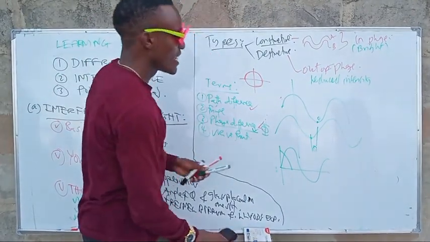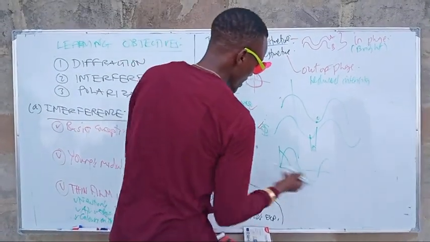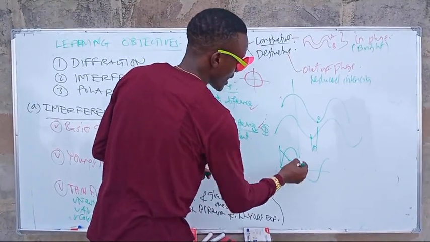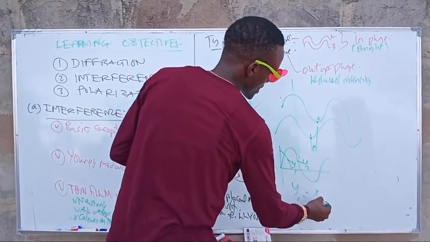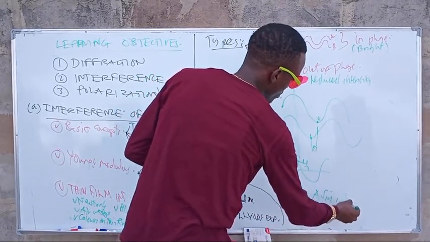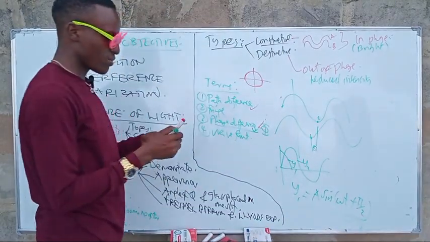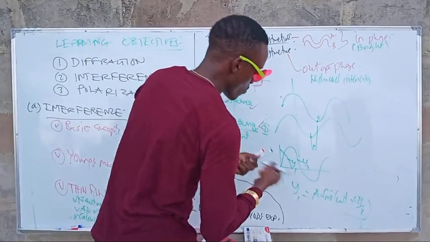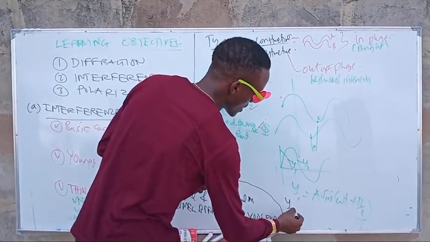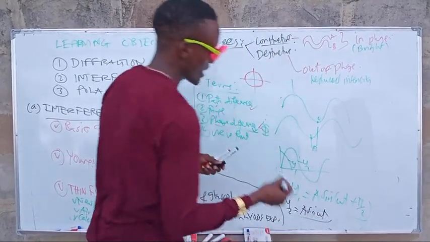So speaking about that, they have a phase difference of 90 degrees. If we consider that this is wave 1, y1, and this is wave 2, we can say y1 is equal to, let's say, a sine of wt plus pi over 2. That's how they relate to y2. Now speaking about y2, we can say a sine of wt. You get that?